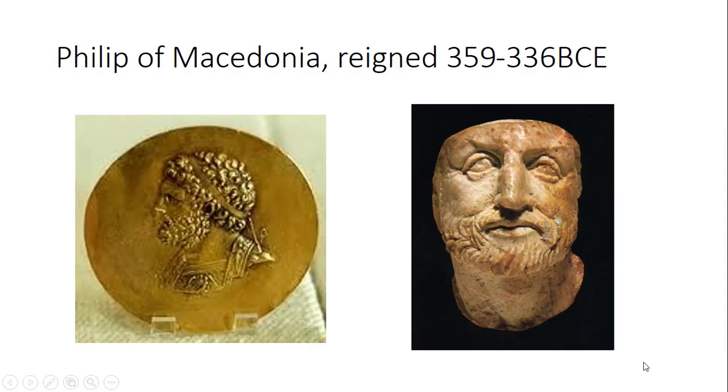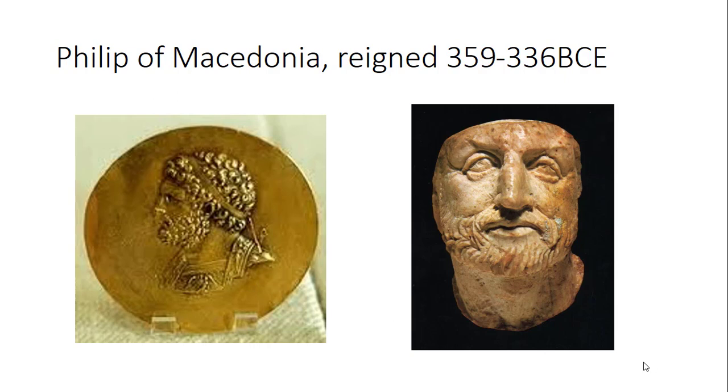And here is a slide of him showing kind of what he looked like just to the right. The slide on the right is actually a bust of him that was found in his burial tomb. So that's presumably what he looked like later in life. And then on the left is a coin with his image on it. So anyway, he reigned from 359 to 336 BC. And like I said, by the end of his reign, he had expanded Macedonia quite substantially.